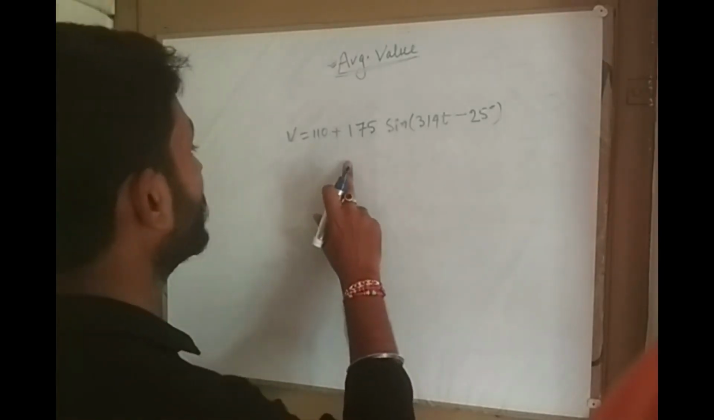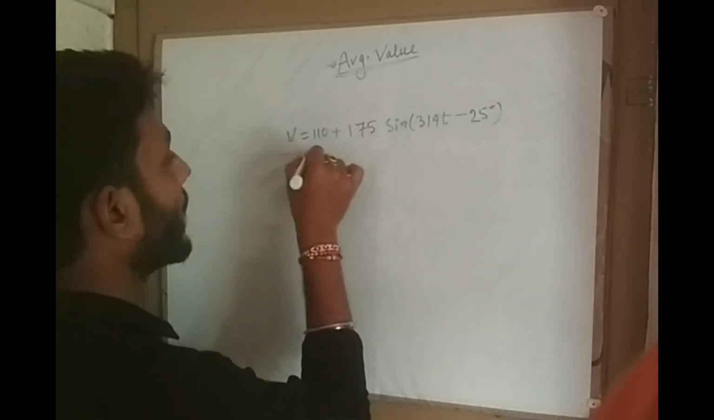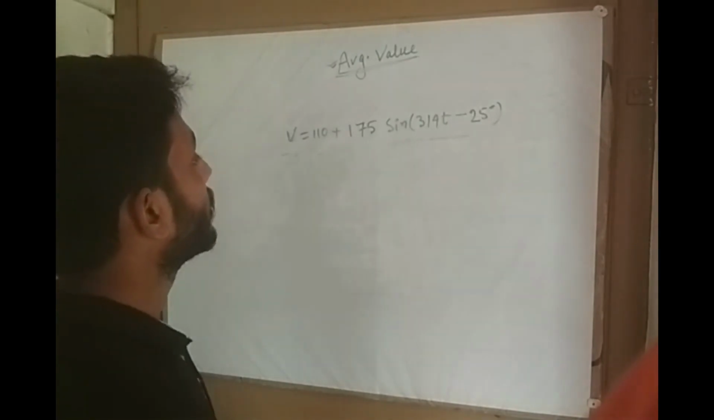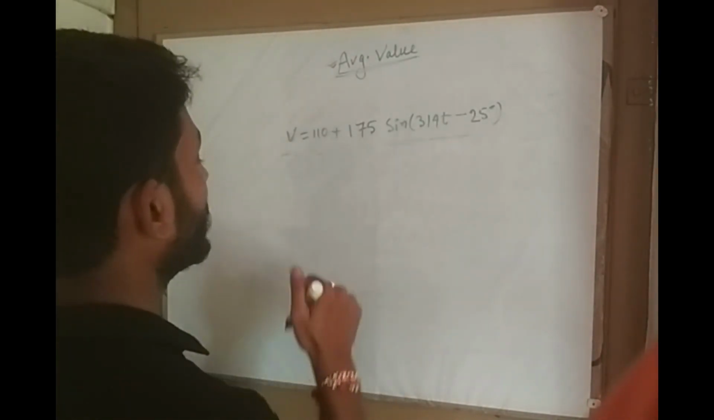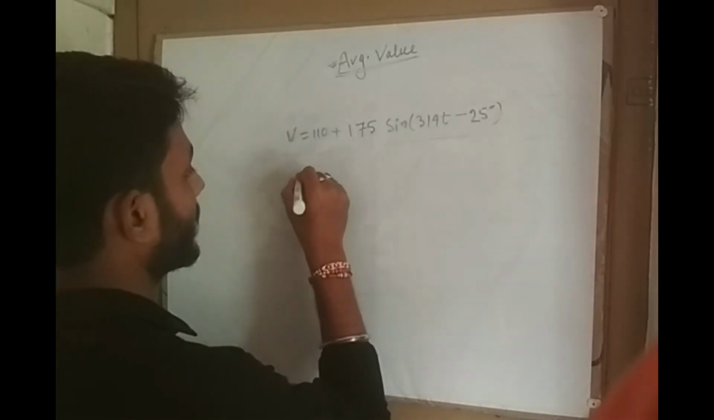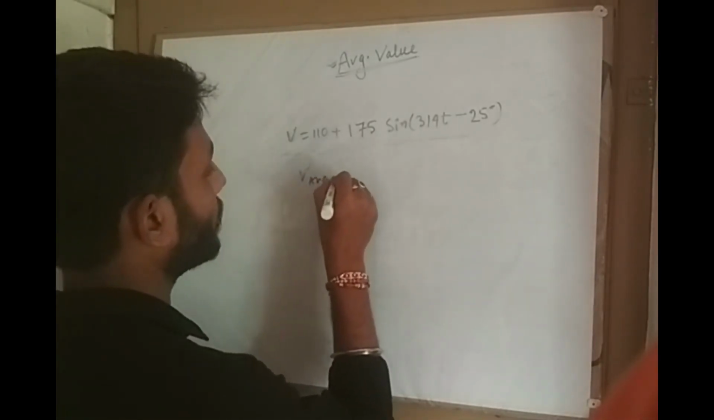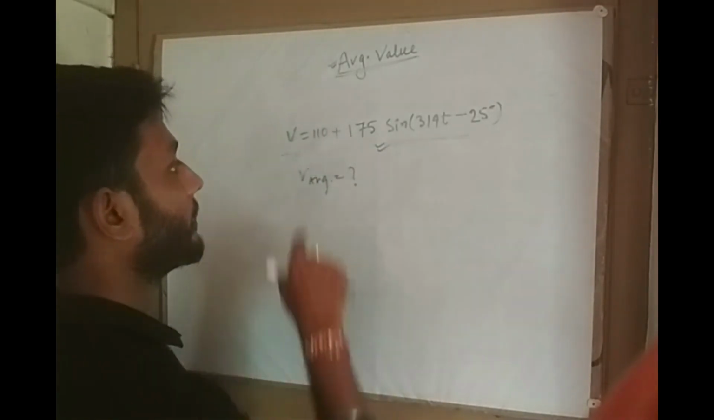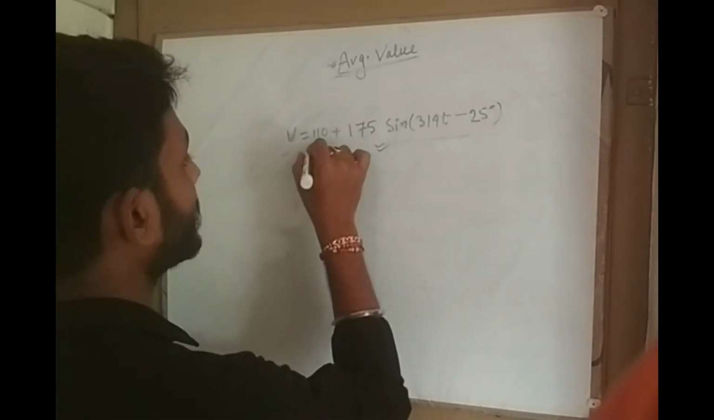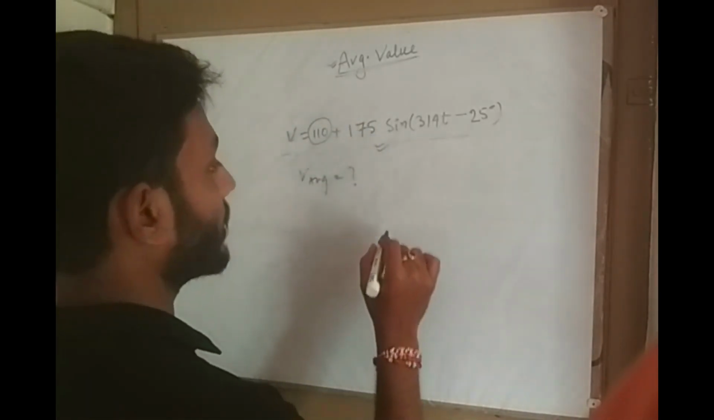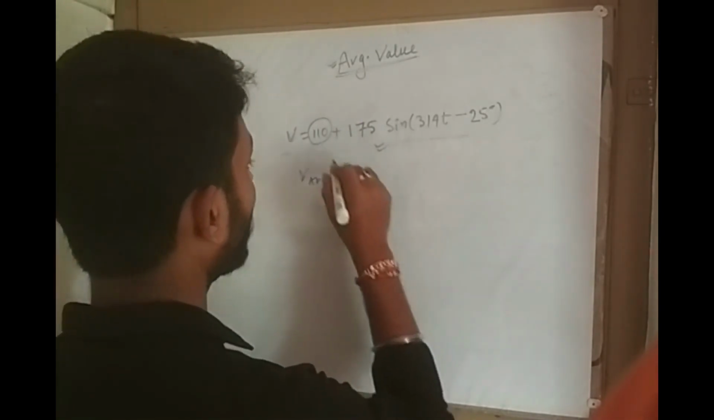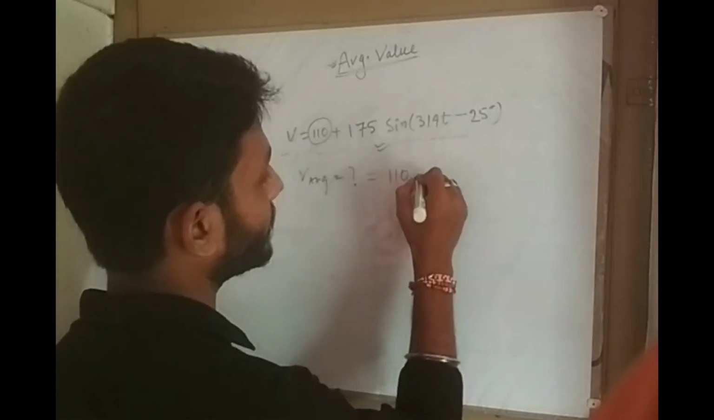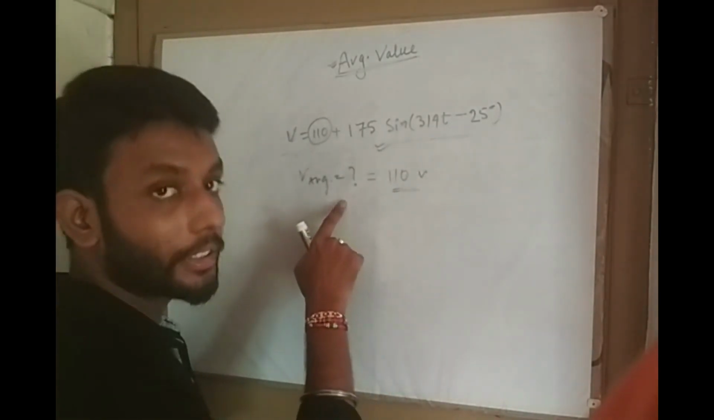In this question, the voltage value is given, and you are asked to find the voltage average value, that is, V average equals how much. You have to find it from this one. Here look, this one is nothing but the DC signal, so V average, the answer will be 110 volt.